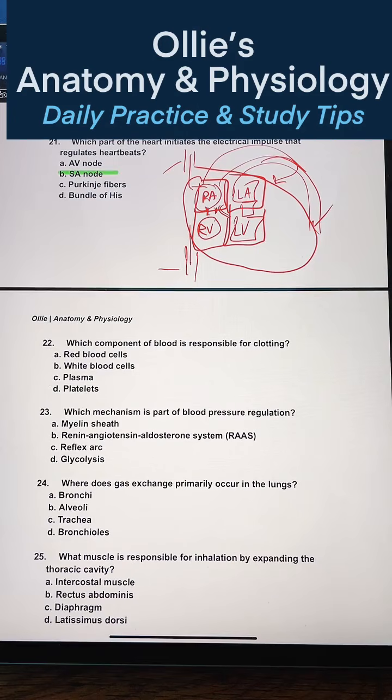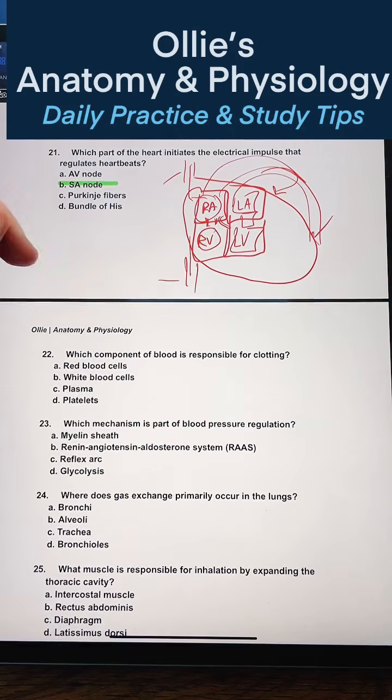All right. Number 22, which component of blood is responsible for clotting? A, B, C, or D?